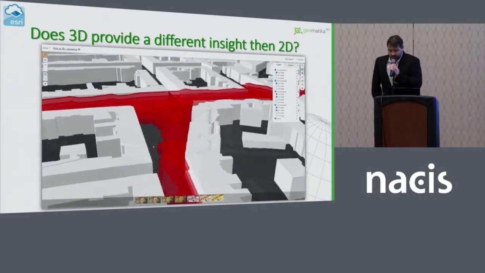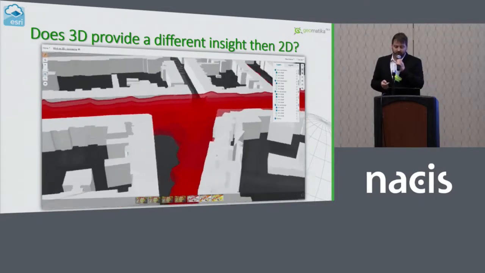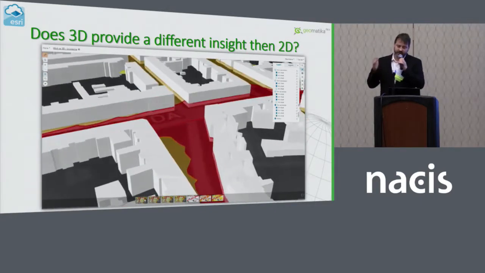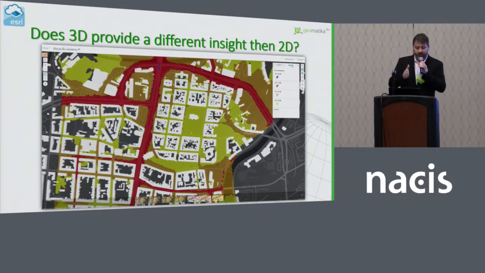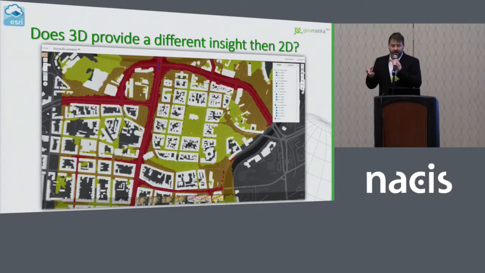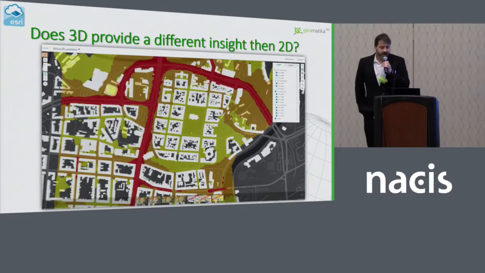Well, now I'm coming again to showing a result of an analytical phenomenon. Now you see it in 2 dimensions. What you see is the noise level produced by traffic. The red ones are the worst, and then it goes to other colors.